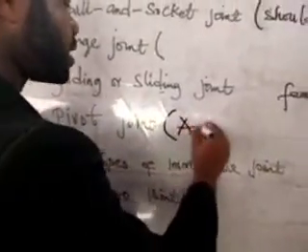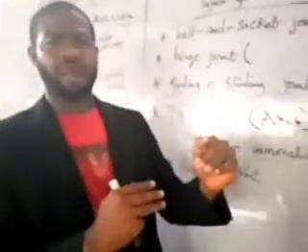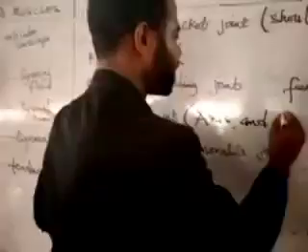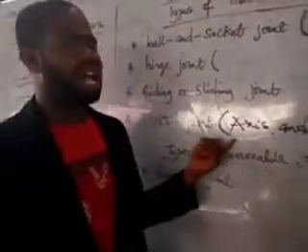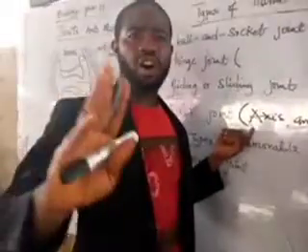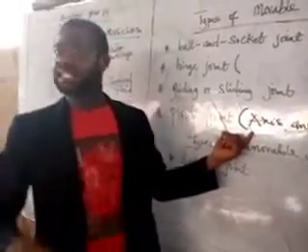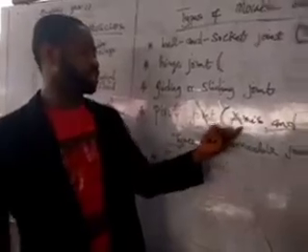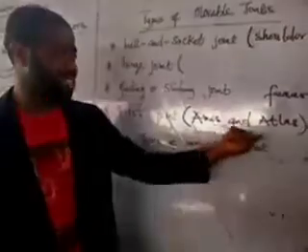The pivot joint is seen at the axis, because the first part of the vertebral column is made up of the axis and the atlas. It helps in the rotation of the head. That is, the head rotates due to the presence of the pivot joint, and this is found at the axis and atlas.